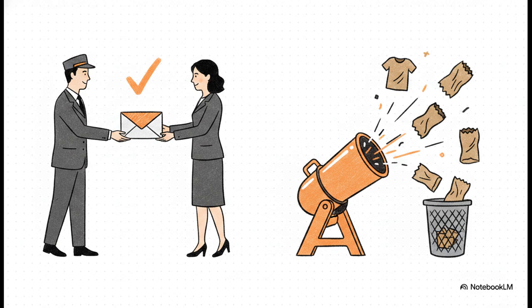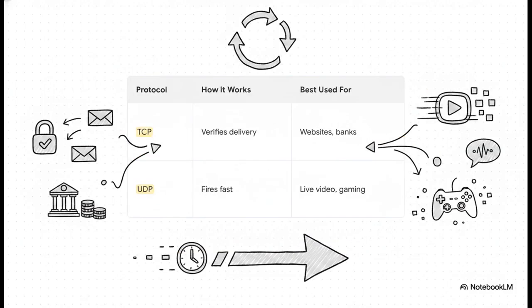Now contrast that with UDP, the User Datagram Protocol. UDP is a t-shirt cannon at a sports stadium. The server just fires packets at your face as fast as possible. It doesn't stop to check if you caught them, and it really doesn't care if 3 of those packets land straight in the trash can. It just keeps firing.